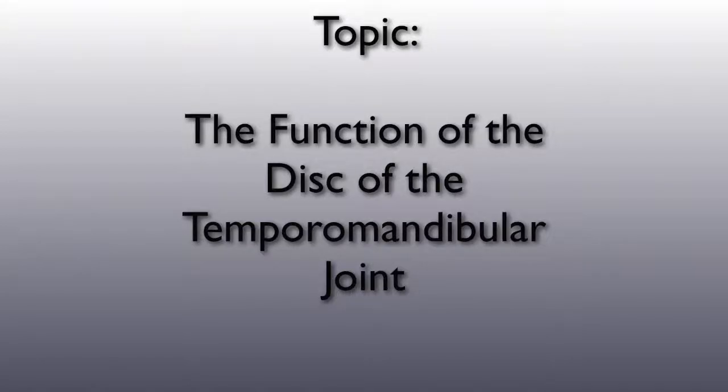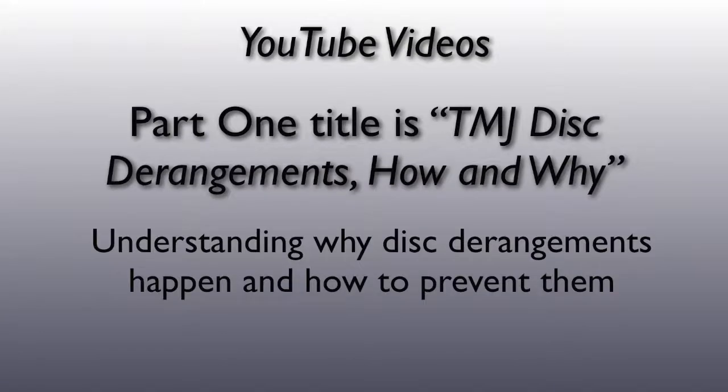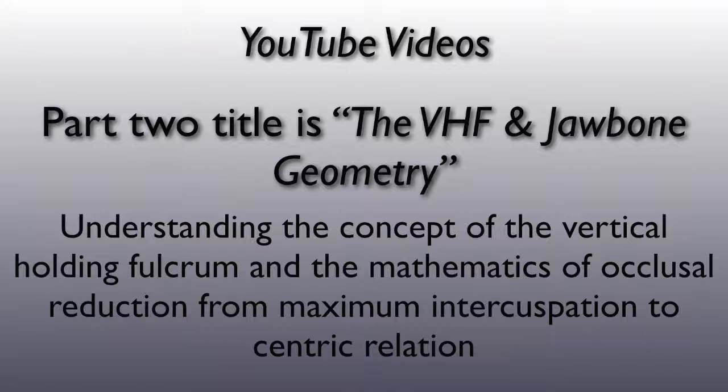This video is the fourth part of a series on the topic of the function of the disc of the temporomandibular joint. Part 1 was on our understanding of why disc derangements happen and how to prevent them. Part 2 is a discussion on the concept of the vertical holding fulcrum and the mathematics of occlusal reduction from maximum intercuspation to centric relation, which we refer to as jawbone geometry.